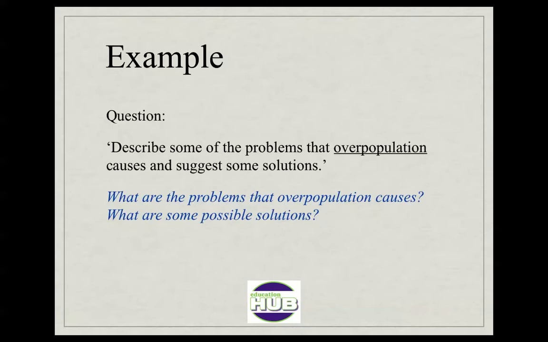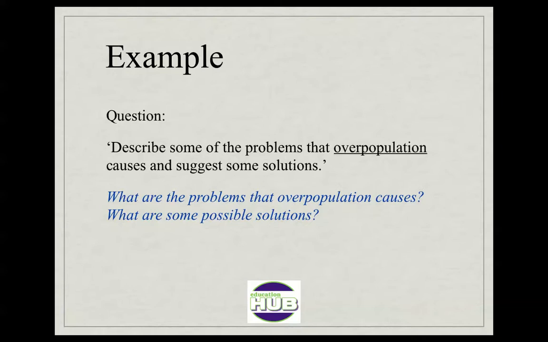Example 1. Here is the IELTS question. Describe some of the problems that overpopulation causes and suggest some solutions. Okay, this is a very short, very straightforward question. We've identified the topic as overpopulation, and as you can see, it is underlined. The questions that we've written down to help us confirm our understanding of the question are: what are the problems that overpopulation causes? What are some possible solutions? Now, by writing these two questions, we can see the organization of our essay starting to take form.